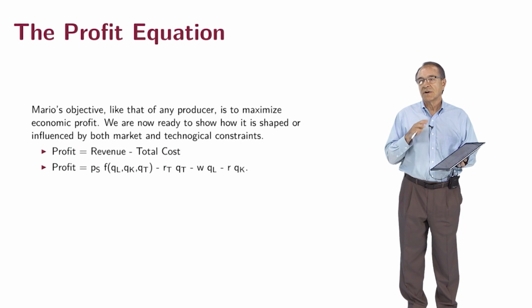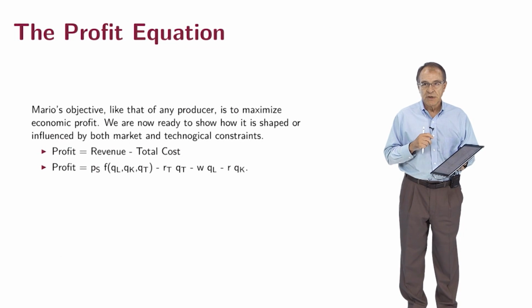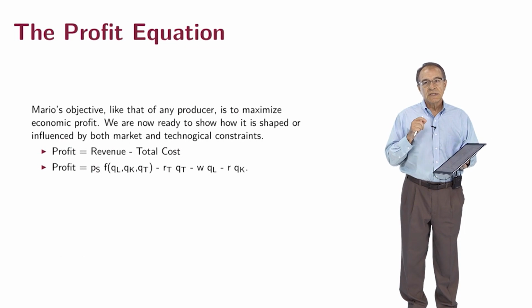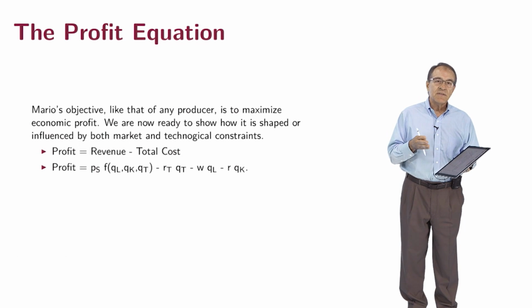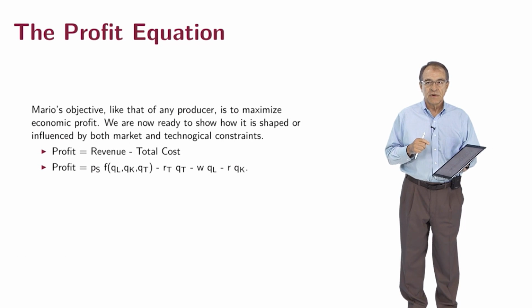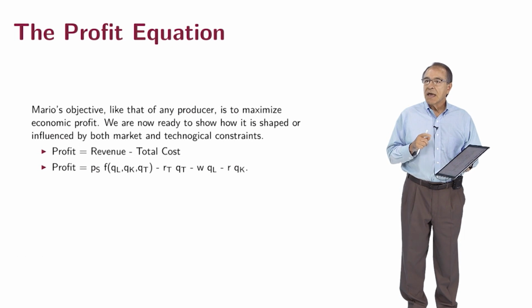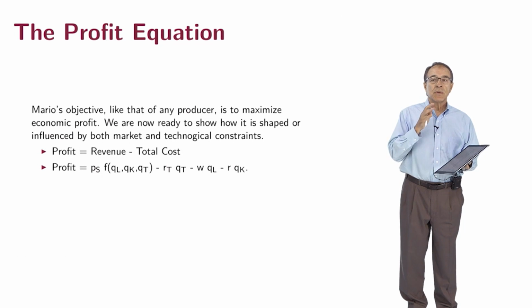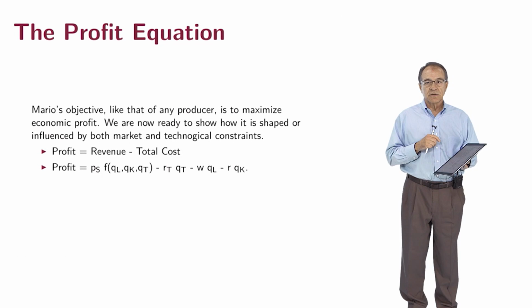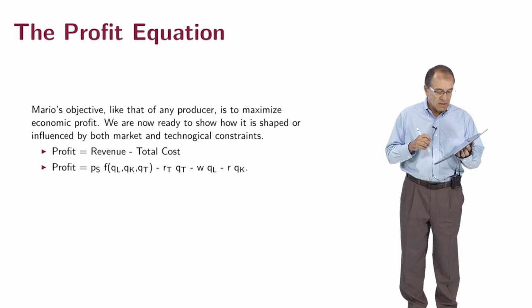Okay, now we're at the final point where we wanted to be. Now, as I wanted to emphasize, Mario's objective, like that of any other producer, is to maximize economic profit. And so let's see how economic profit is both shaped and influenced by both market and technological constraints. So let's look at the profit.